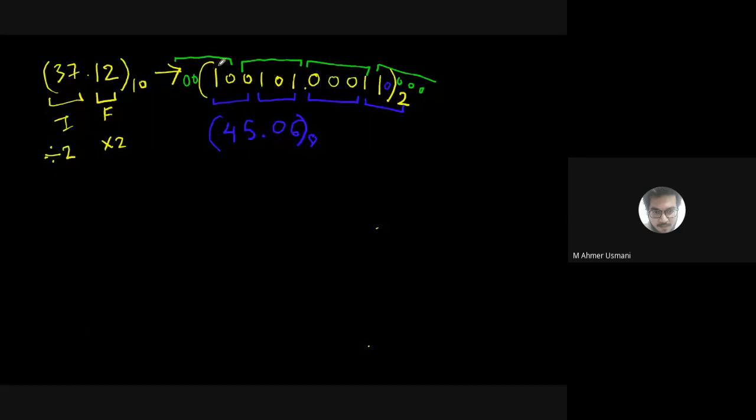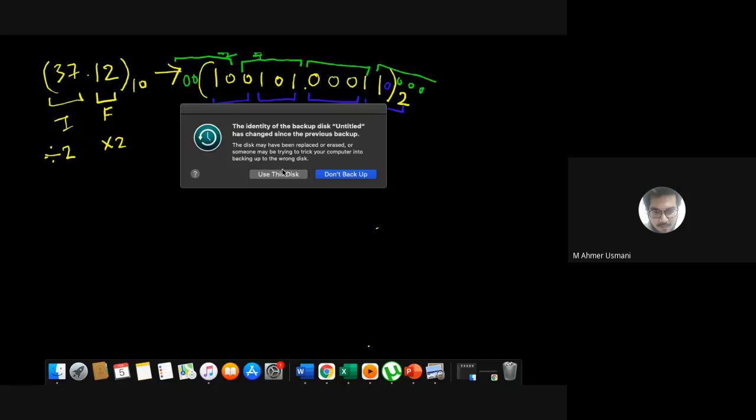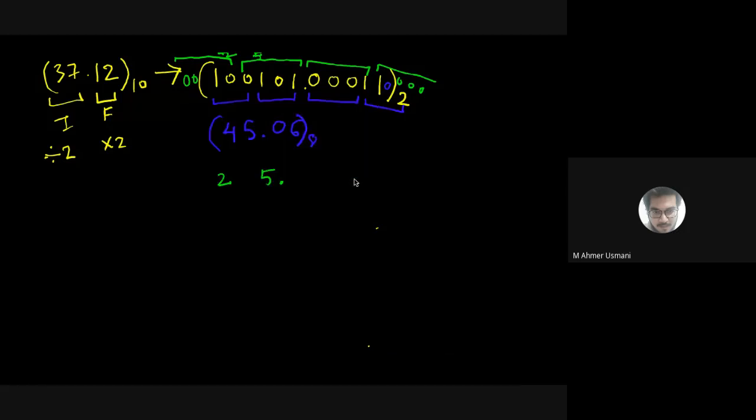So 0010 is what? 2. This 0101 is what? 5. The first one is 2, the second one is 5. Then we have 25. 0001, what is that? 1. And that 1000 is what? 8. So the number 37.12 in hexadecimal is nothing but 25.18.